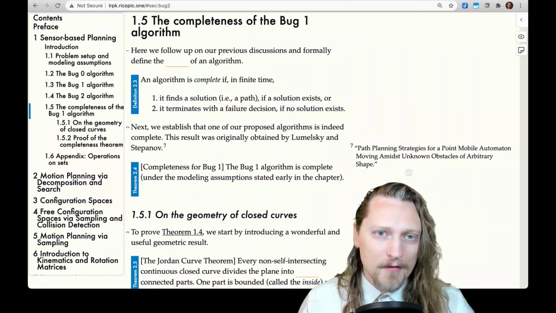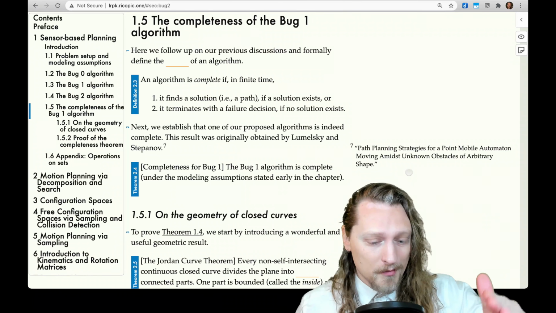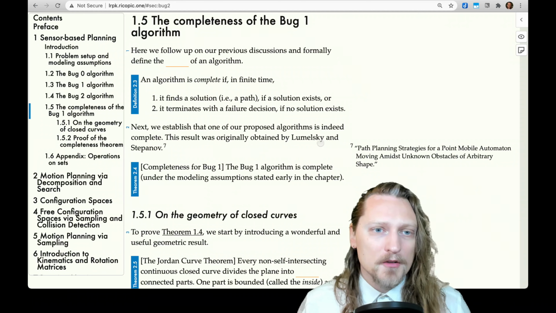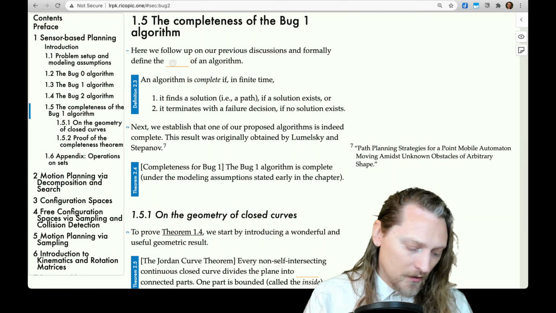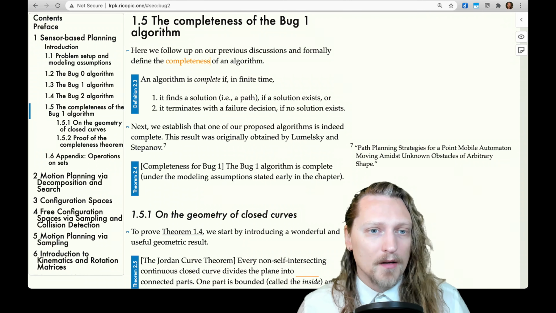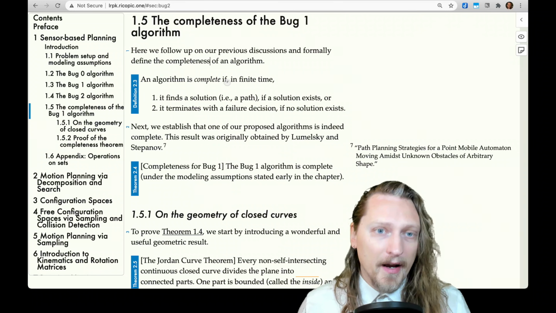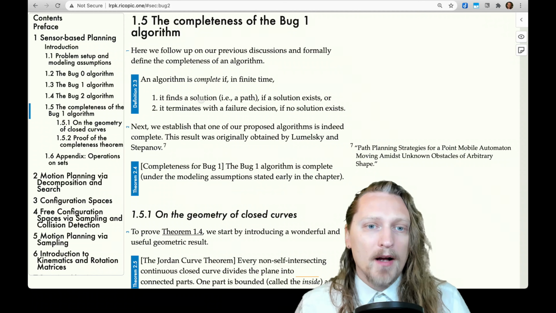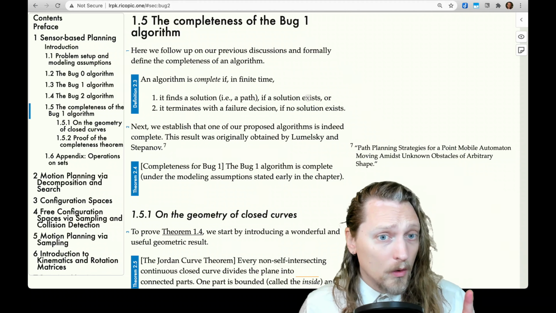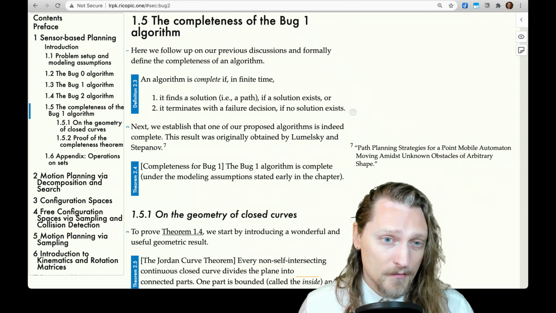Okay, 1.5, the completeness of the Bug 1 algorithm. Going back to the Bug 1 algorithm, not the Bug 2 algorithm. Here, we follow up on our previous discussions and formally define the completeness of an algorithm. Definition 2.3: an algorithm is complete if, in finite time, 1, it finds a solution, i.e. a path, if a solution in fact exists, or 2, it terminates with a failure decision if no solution exists.